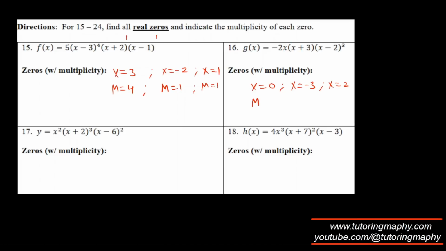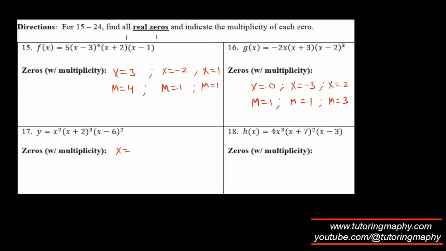For 0, the multiplicity is 1. For minus 3, the multiplicity is 1. And here, the multiplicity is 3 as well, because the power is 3. Here too, the multiplicity is just 3.